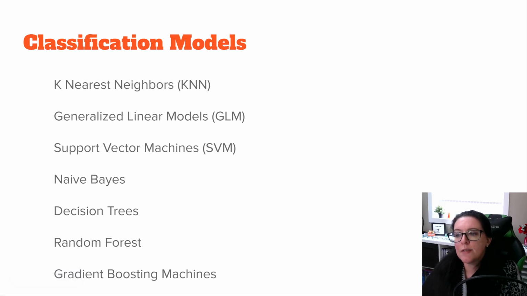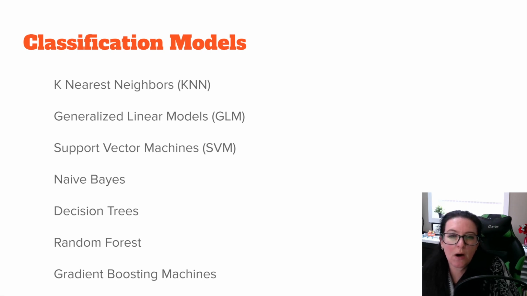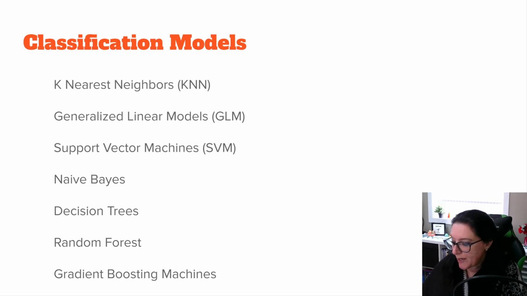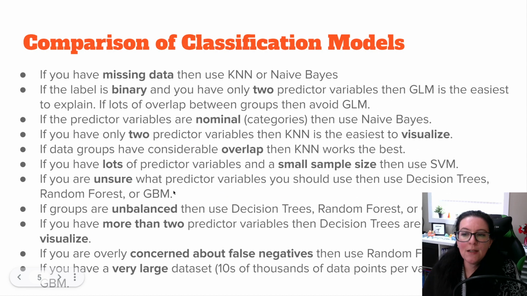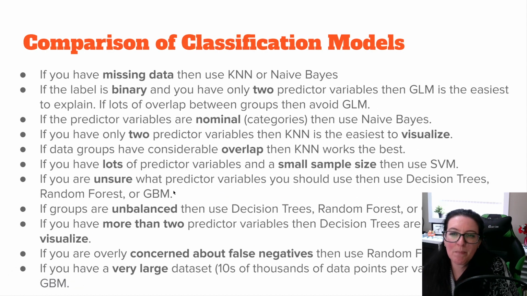We continue to look at different classification models. In our previous videos, we looked at k-nearest neighbors, generalized linear models, support vector machines, and naive Bayes. So let's look at decision trees. And then in the following videos, we'll look at random forest and gradient boosting machines. So the key is to know when to use which classification method.